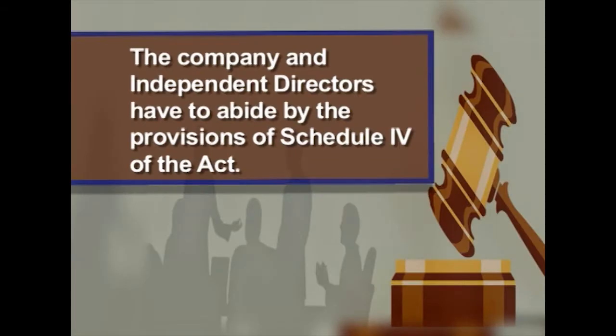The independent director has to make the declaration of his independence at the first meeting of the board which he attends, and subsequently every year at the first meeting of the board in the financial year. The company and independent directors have to abide by the provisions of Schedule 4 of the Act.